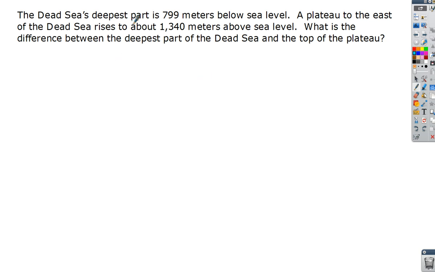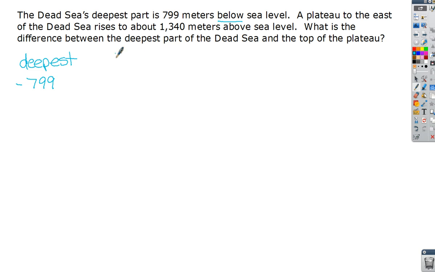So let's think of our numbers. Remember when we practiced writing integers, we wrote the integers first and then solved problems. So the Dead Sea's deepest part is 799 meters below sea level. So deepest. And how do we write that if it's 799 meters below sea level? Think about how you write below. The -799.